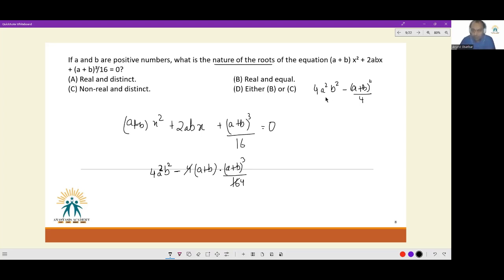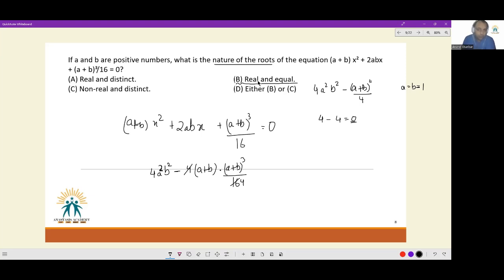One thing I see here, if I take a equal to b equal to 1, I would get 4 minus (a plus b), which is 2, raised to the power 4, which is 16, divided by 4, so 4. 4 minus 4 is equal to 0, which would mean the roots are real and equal.